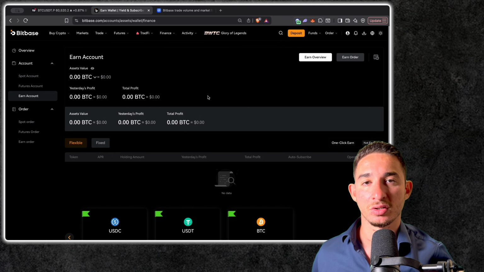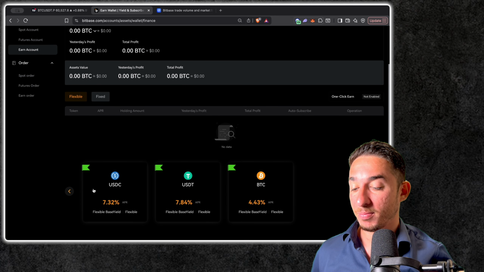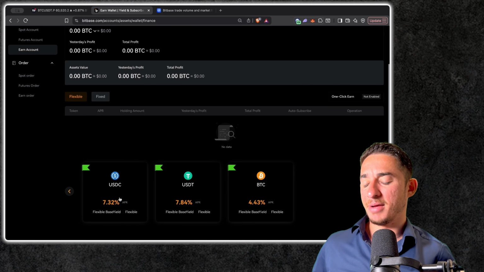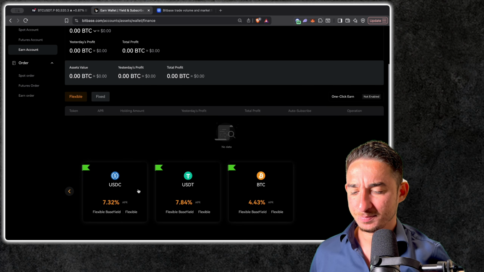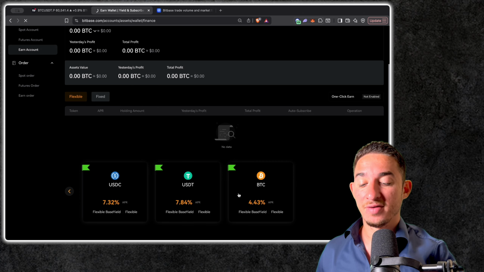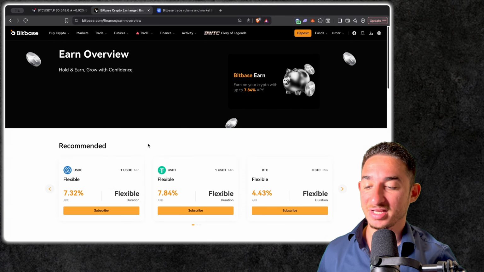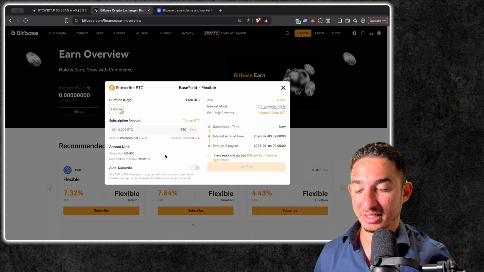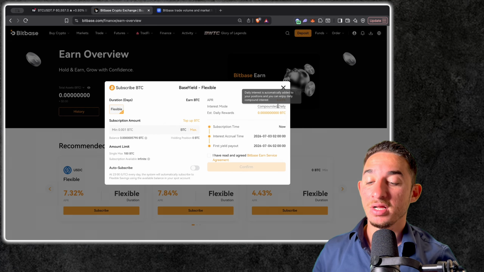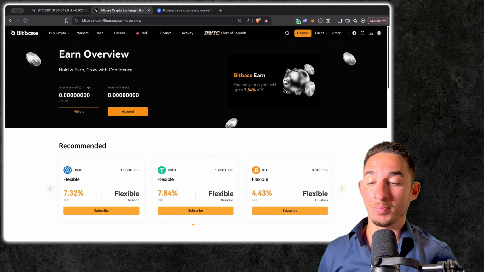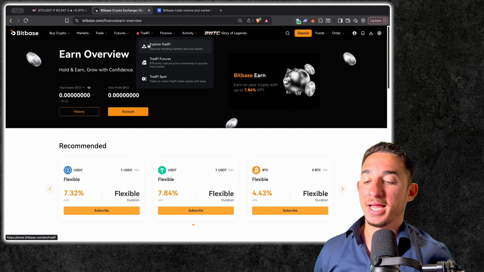If you have $30,000 sitting and you want to earn a certain amount of money, you could go ahead and earn 7% per year. I believe this is also compounded. And of course, if you're holding Bitcoin and you don't know where to put your Bitcoin, 4.43% is also a fantastic way to do it. You guys can see right here, you got flexible subscription. It tells you everything is compounded daily. So that's pretty good. Your Bitcoin, you will actually be earning more and more Bitcoin as it goes on. And pretty much that's about it.